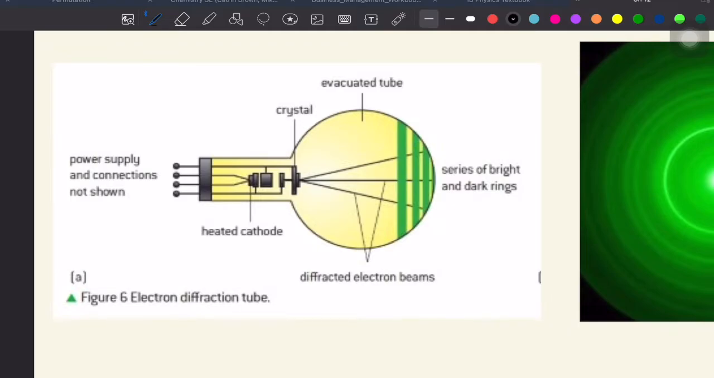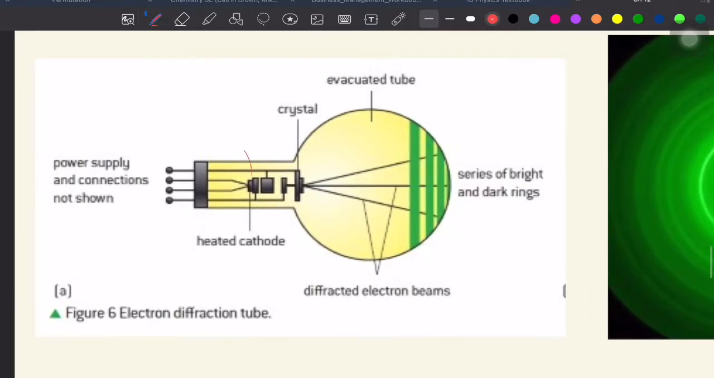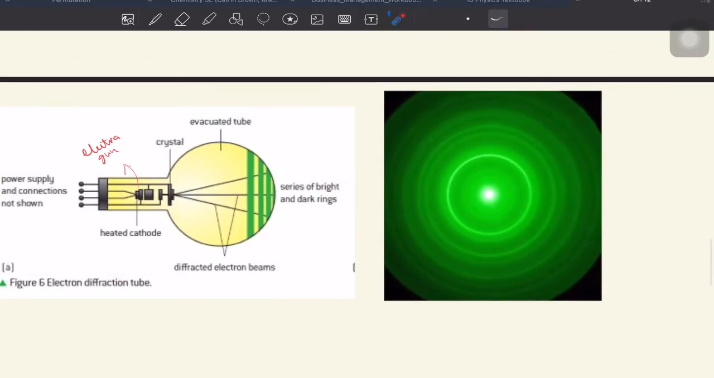And so this right here is the electron gun, or the heated cathode. This is the electron gun, and this here is the crystal, or the nickel crystal. And when they fired up the electron gun, they observed a series of bright and dark rings right over here, which looks something like this.